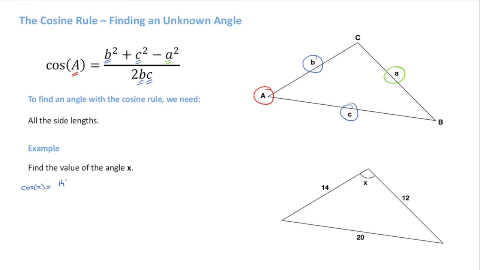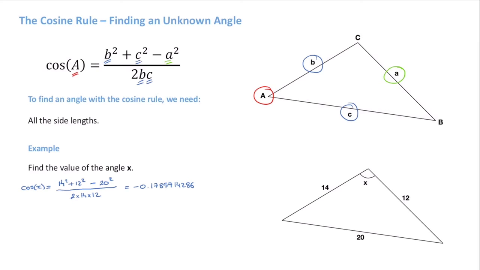14 squared plus 12 squared. Remember, those are the 2 side lengths which are right next to the angle we're looking for, minus 20 squared. That's the side length opposite the angle we're looking for. And all of that is divided by 2 times 14 times 12. And so using our calculator, we find that this equals negative 0.17857 14286. Now, you would never write this as an answer in an exam, but that's what you would see on your calculator screen.